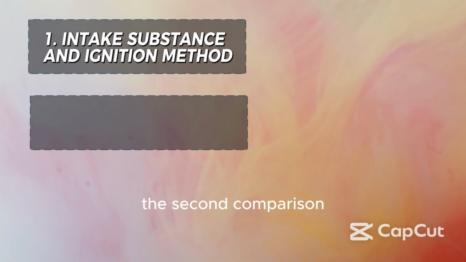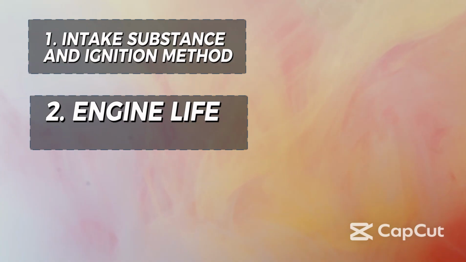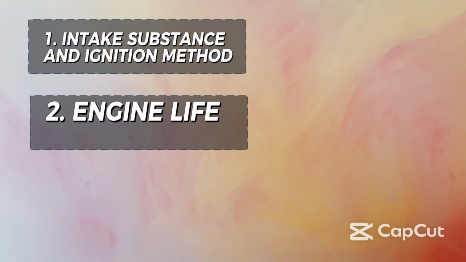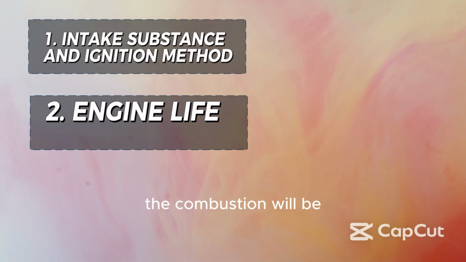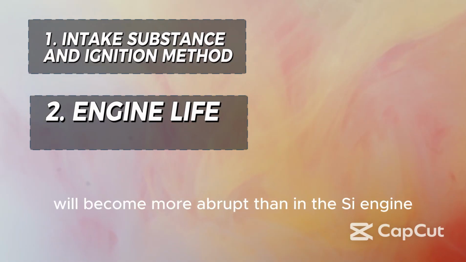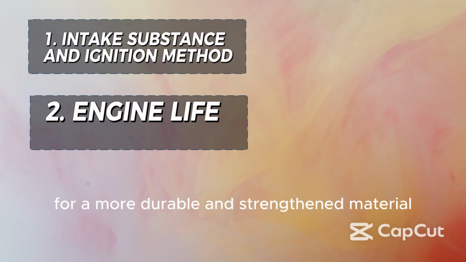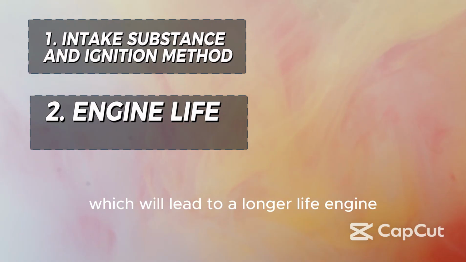The second comparison that I can make is about the engine life. As for the CI engine, which has a bigger compression ratio in the cylinder than the SI engine, during the power stroke the combustion will be more abrupt than in the SI engine. So there is a need for a more durable and strengthened material, and also support components to support the engine, which will lead to a longer engine life.